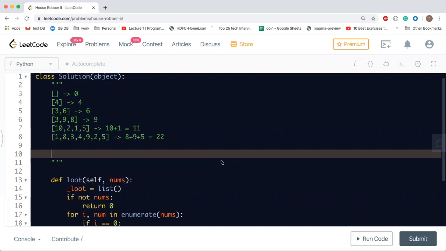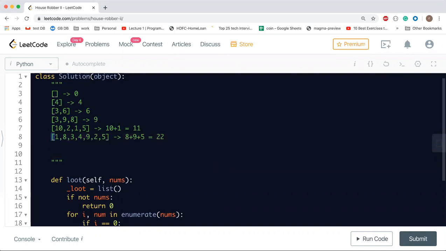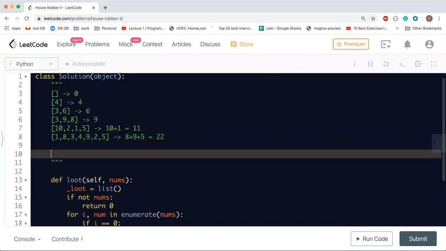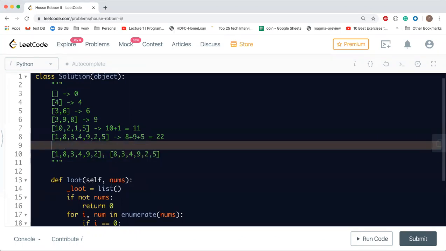So what if we break this problem into two problems? Consider one is this array and second is this array. Hence, what I've done over here is, in the first array, I remove the last element and we will get the maximum loot amount from this. In the second array, I remove the first house and again we are going to calculate the maximum loot possible. So out of these two arrays, whatever will give me the maximum profit, that will be my answer.